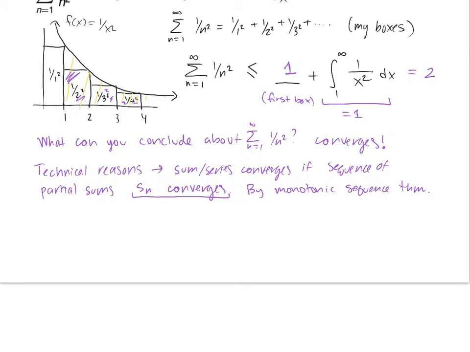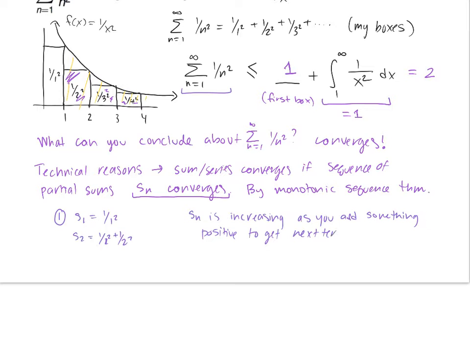And for that, you need two things. You need your sequence to be monotonic, which means it's either non-decreasing or non-increasing, either decreasing and leveling off or increasing and leveling off. So do you believe that the S sub n's are going to be increasing as you add things on? S sub 1 is just 1 over 1 squared. S sub 2 is 1 over 1 squared plus 1 over 2 squared. S sub 3 is 1 over 1 squared, 1 over 2 squared, 1 over 3 squared, right? So you believe that S sub n is increasing? Yeah, so S sub n is increasing as you add something positive to get the next term.